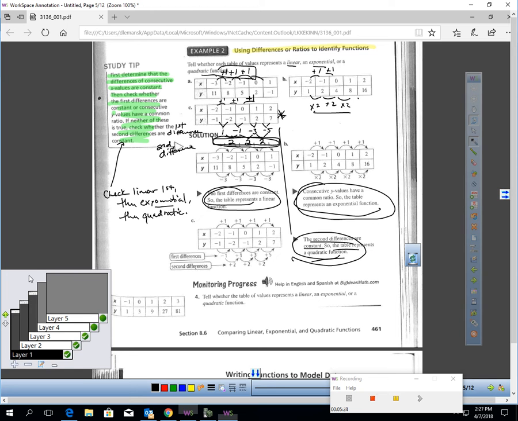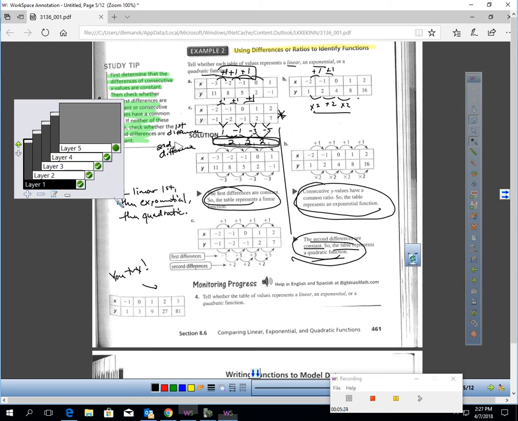I want you to pause the video and you try to find what type of table this is, and then I want you to write a rule for the table, or write a function for the table. And we're back. So first of all, this table is definitely an exponential table because do you notice we're timesing by 3, times by 3, times by 3 as we add 1 every time, okay?